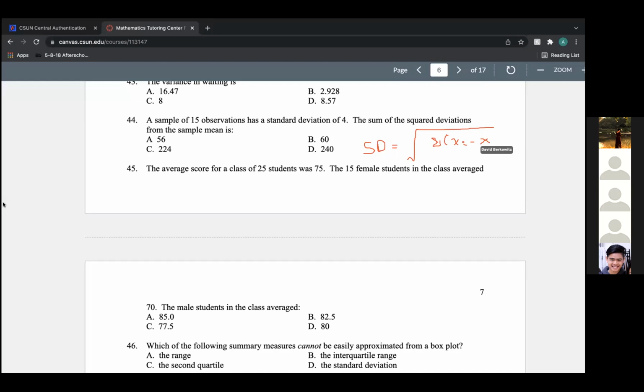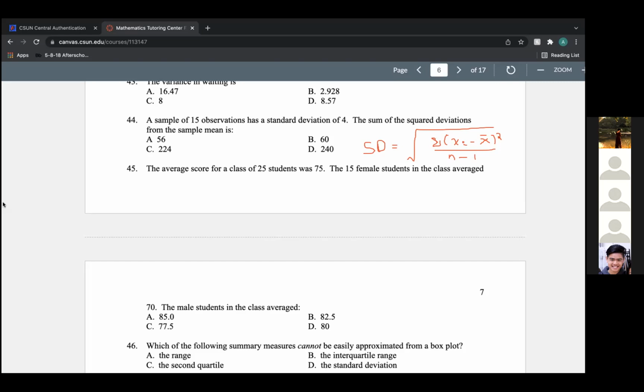So if you guys recall this, so this is a formula for the standard deviation. So in our case, the standard deviation was 4. So I take 4 and I square both sides. So I get 16 equals that sum over n minus 1, and it's 15. So 16 equals that sum over 14. And therefore, that sum is equal to 16 times 14, which is 224. But what is that sum? It is the sum of the squared deviations from the sample mean. So the answer is not A. The answer is C. It should be 224. But that is only done from the formula. I don't see any other way of doing it other than from the formula.